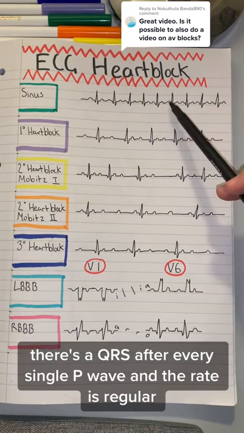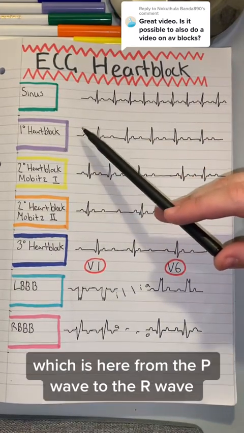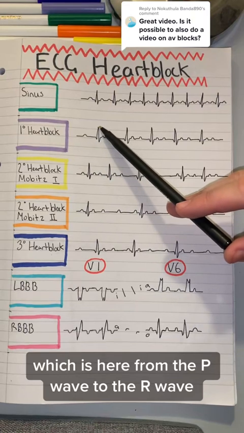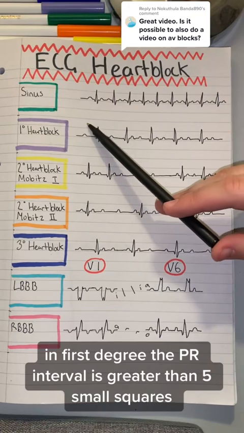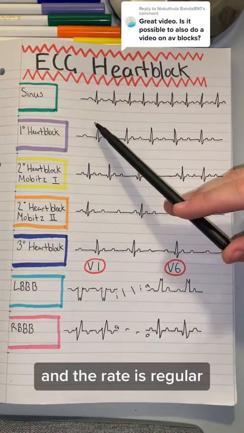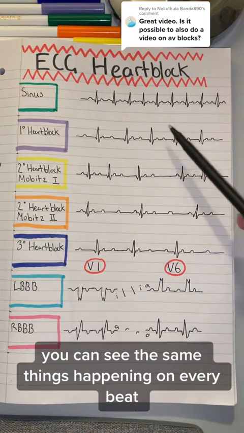rate is regular. In first degree heart block, we have to look at the PR interval, which is here from the P wave to the R wave. In first degree, the PR interval is greater than 5 small squares, and the rate is regular. You can see the same things happening on every beat.